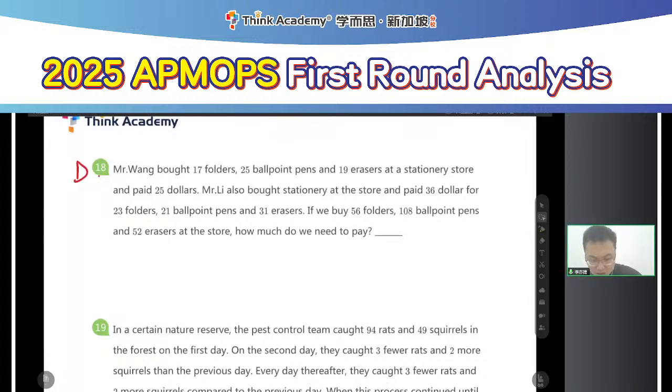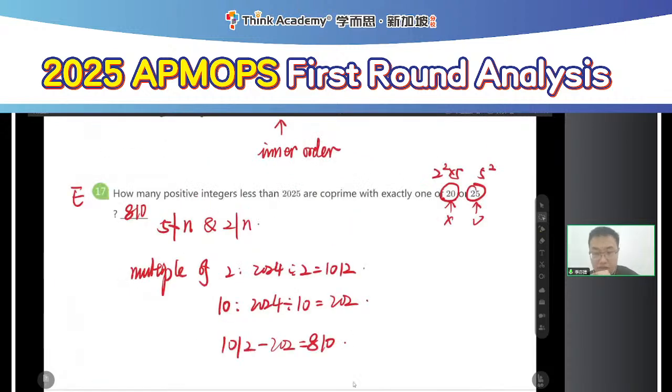Someone says that for question 17, it says either one of, or exactly one of them. What's your memory? Is the question asking for exactly one or either one? It's either or exactly one. I don't know what the exact description here is.